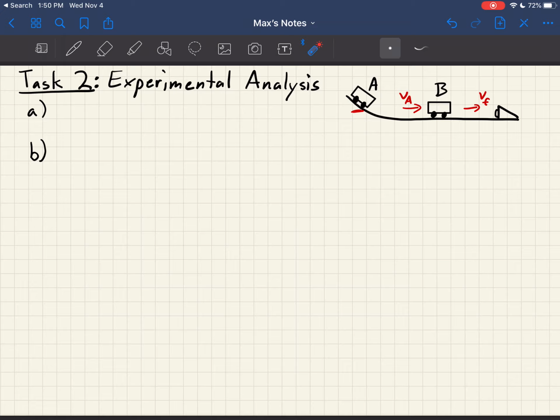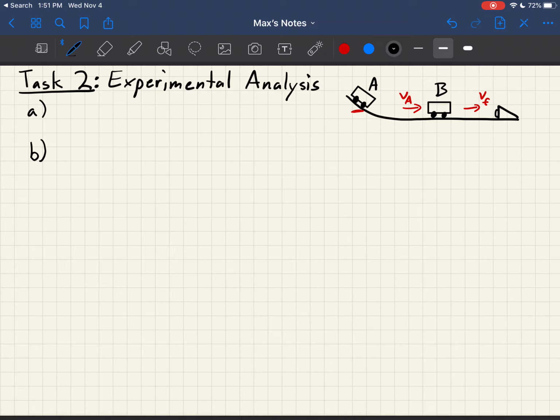Okay, so for this question, we've got this cart that's rolling down, cart A, and then it's colliding with cart B, and then they stick together and they keep moving. So what we have, and you should be looking at the question next to this video, the independent variable is the mass of cart B. So that's what we're changing, right? We're changing MB. MA is constant, and VA is constant.